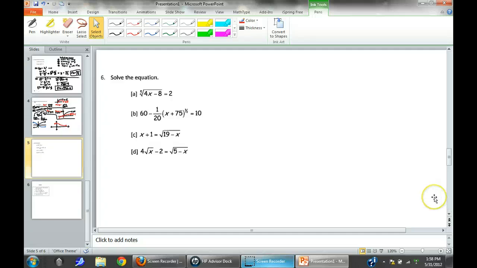Okay, here we go. Solve these 4 equations. Solve them for x. Okay, let's just make it through this. Alright, so first up, the 5th root of 4x minus 8 is equal to 2.